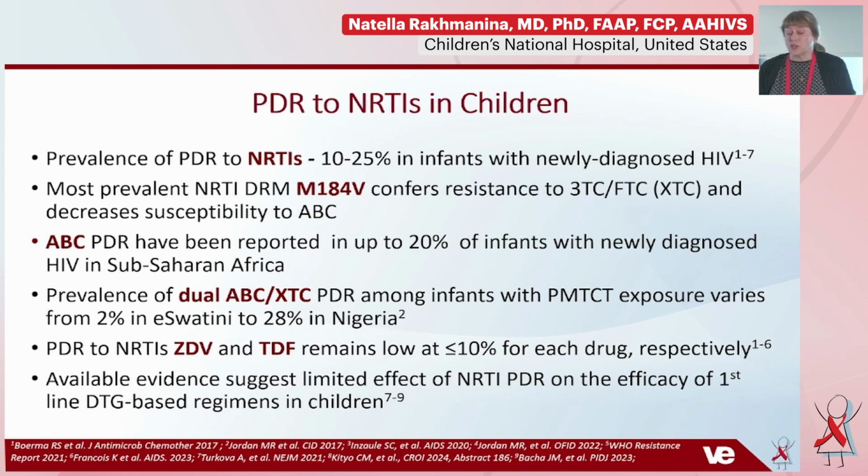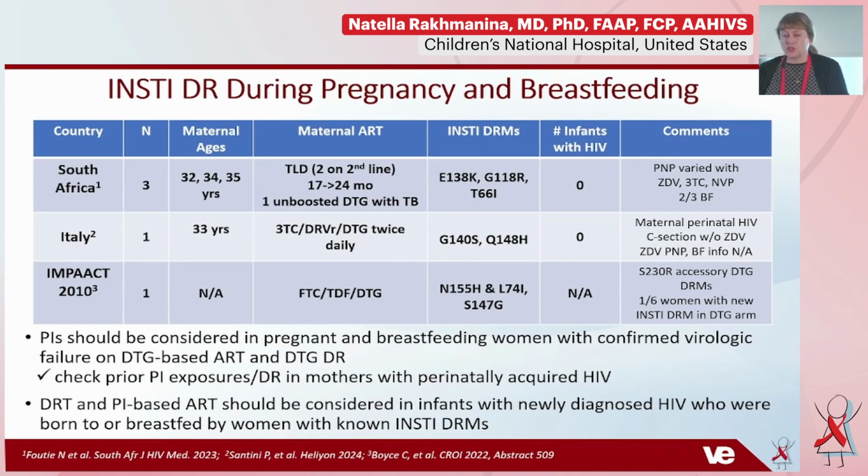Available evidence suggests a limited effect of these NRTI PDRs on the efficacy of the first-line ART regimen, given high rates of viral suppression on first-line ART and low rates of development of DTG drug resistance, though I might caution that in young children, we do not have a scaled-up viral load. Only one third of children under the age of 12 months are having the viral load tested, and therefore we really can't fully estimate whether it is working as well in young children.